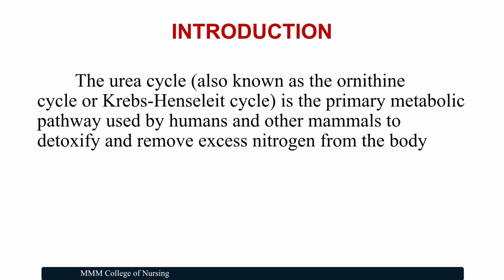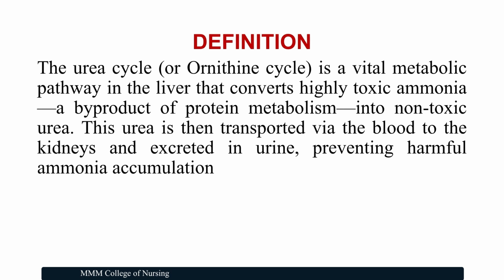To handle this, the liver steps in and converts this toxic ammonia into a safe water-soluble compound called urea, which is then safely excreted through the kidneys in urine. The entire process is what we call the urea cycle, which was first described by Hans Krebs and Kurt Henseleit in 1932.